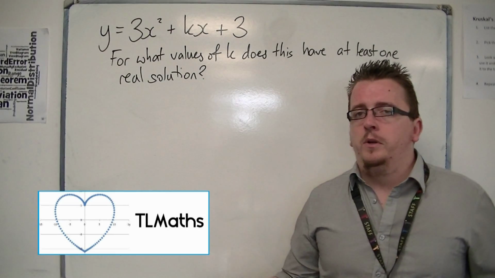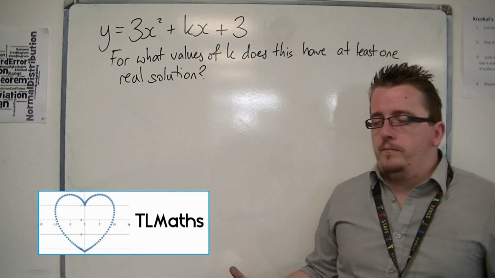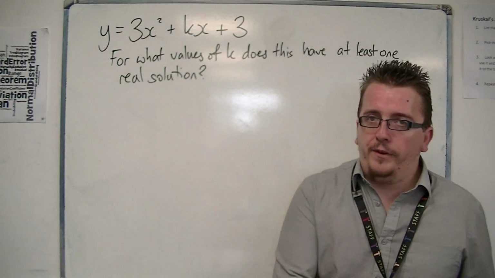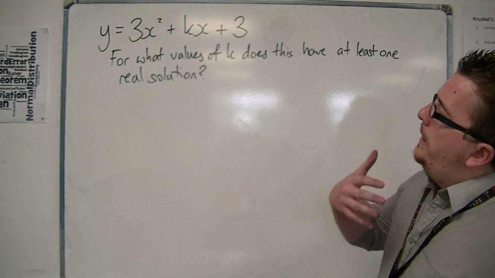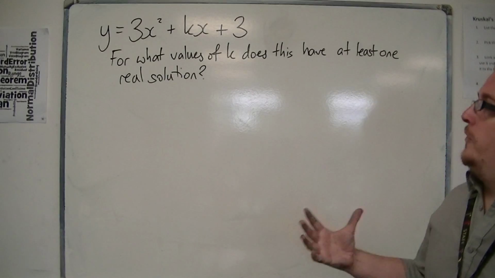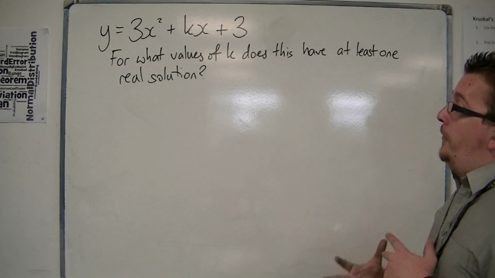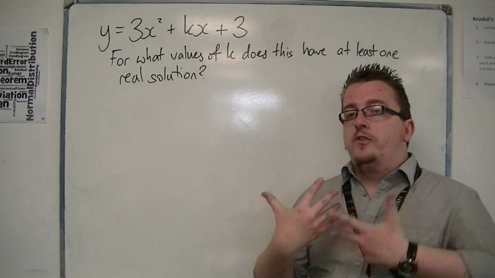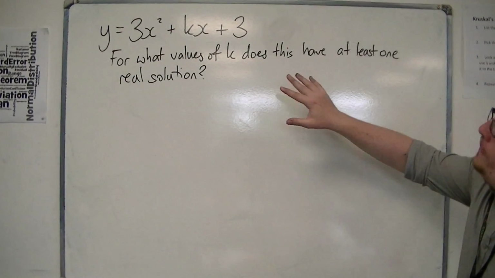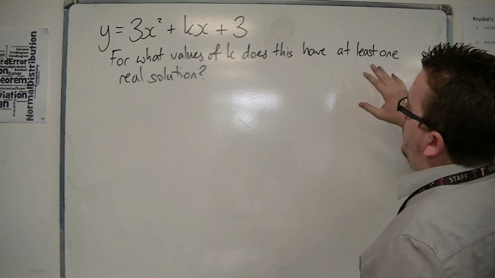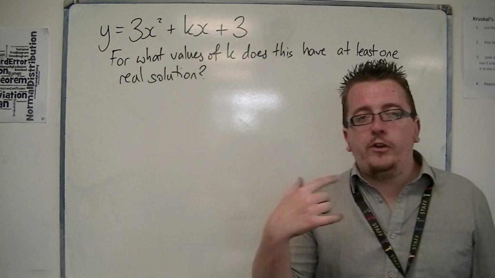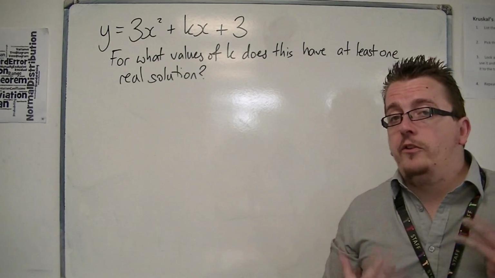Now in the last video we introduced how we're going to have questions dealing with the discriminant, and I'm going to use a very similar example here, y equals 3x squared plus kx plus 3. This time I've made sure that the question is right there, plain and open for us. For what values of k does this have at least one real solution? In all of these types of problems we're going to be using the discriminant.